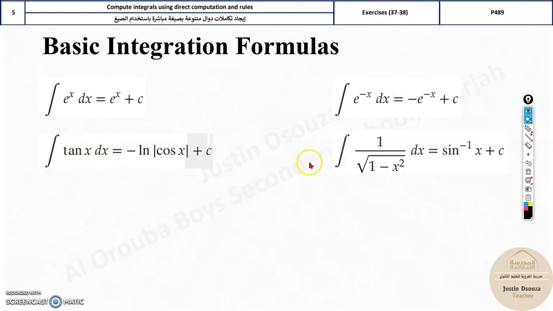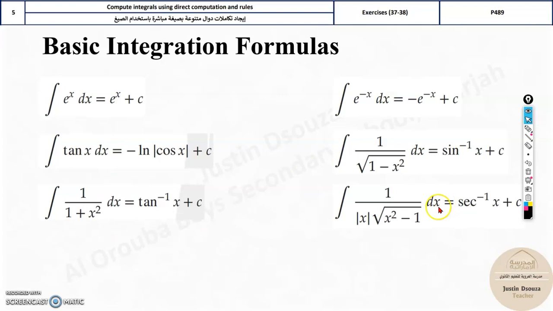And then we have over here the inverse trigonometric function formulas. These are also very important. You need to remember this. Whenever there is no square root, it's just 1 plus x squared, it's tan inverse, whereas sine inverse has square root and it's 1 minus x squared. Whereas if it's secant, then you have magnitude x times square root of x squared minus 1.